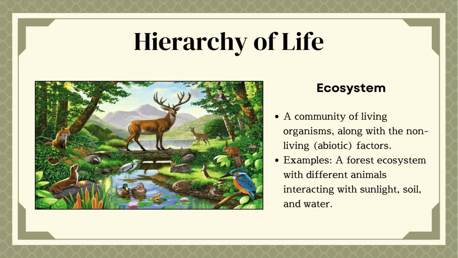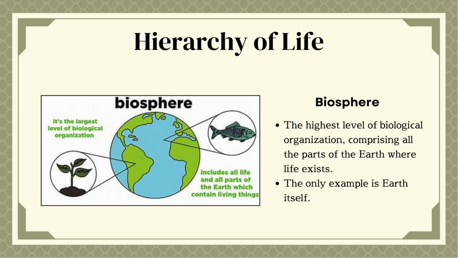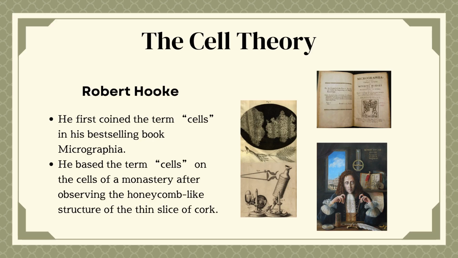Second to the last, we have the ecosystem. The ecosystem is a community of living organisms along with the non-living factors, or the abiotic factors. An example of this would be a forest ecosystem with different animals interacting with sunlight, soil, and water, which are non-living factors. For the highest level of the biological organization, we have the biosphere. The biosphere comprises all the parts of the earth where life exists. The only example that I can give you of a biosphere is Earth itself.